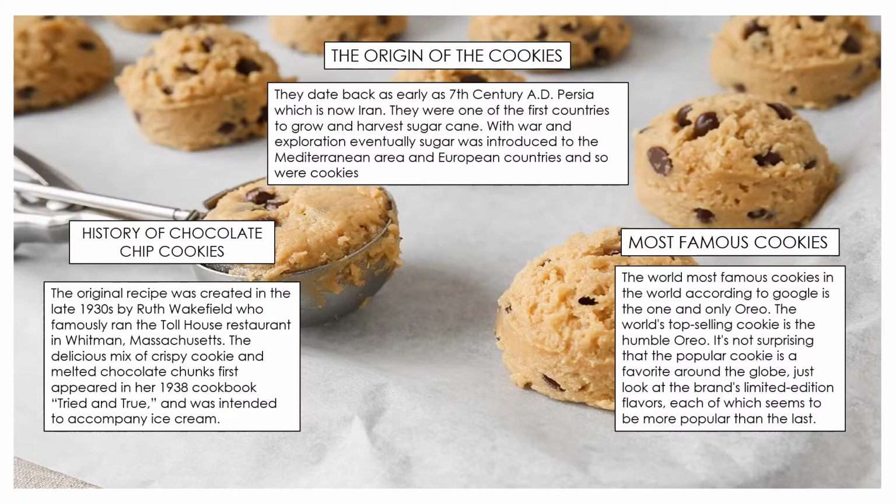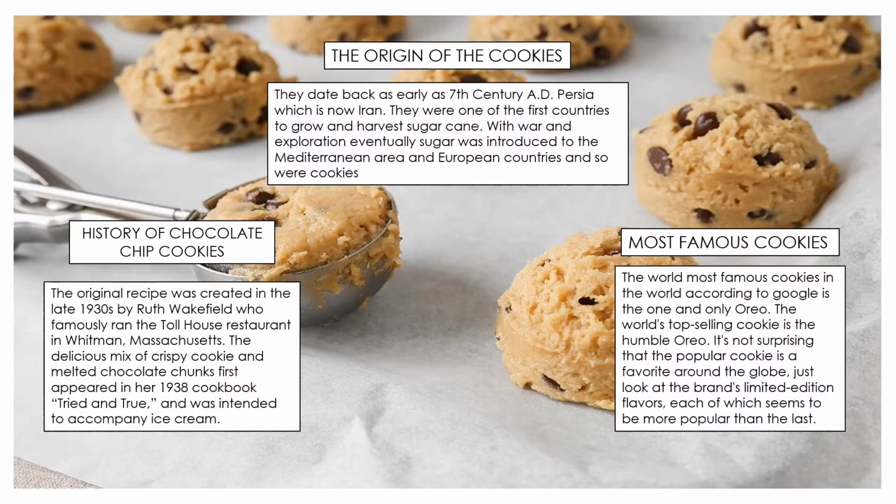For the history of chocolate chip cookies, the original recipe was created in the late 1930s by Ruth Wakefield, who famously ran the Toll House restaurant in Whitman, Massachusetts. The delicious mix of crispy cookie and melted chocolate chunk first appeared in her 1938 cookbook, Try and True, and was intended to accompany ice cream.